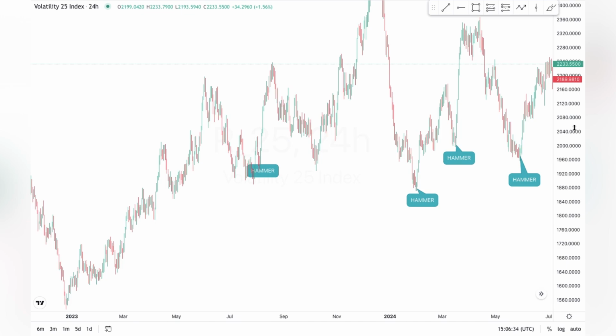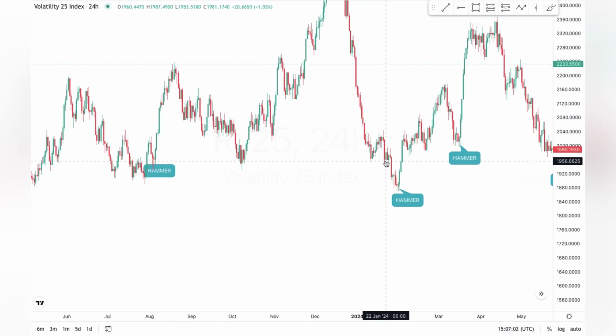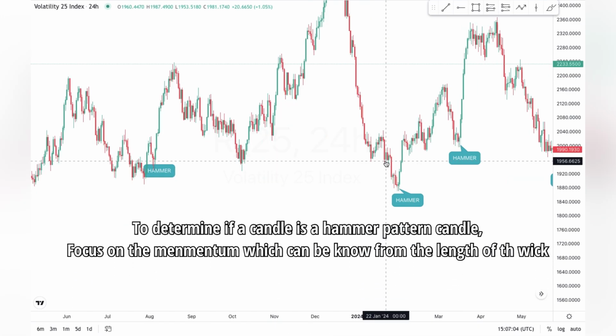Now, if you're looking at candlestick patterns, the color doesn't matter, all right? Where it opens and where it closes doesn't matter. What matters is looking at the length of the wick. The length of the wick is going to tell us what momentum the candle has. So when we look at candlestick patterns, especially the hammer, we look at the momentum to be able to identify a hammer pattern.